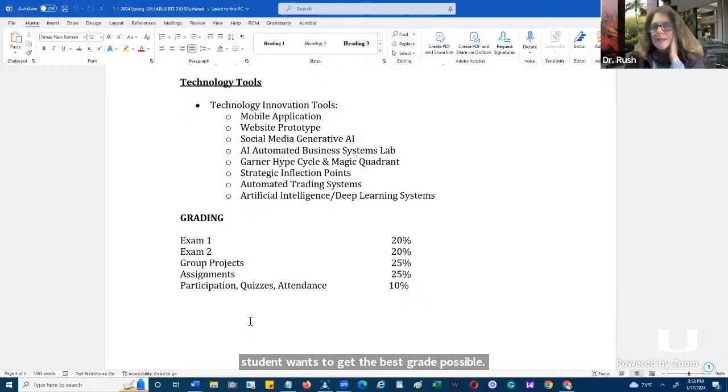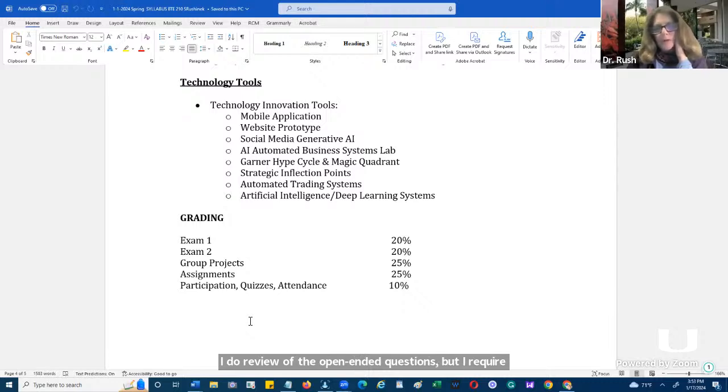We have 2 exams. Those exams are in person, and each one is 20%. My exams are divided up in 2 parts. One is from the readings of the book and is multiple choice. The other part is open-ended questions. I do a review of the open-ended questions, but I require open-ended questions as well.